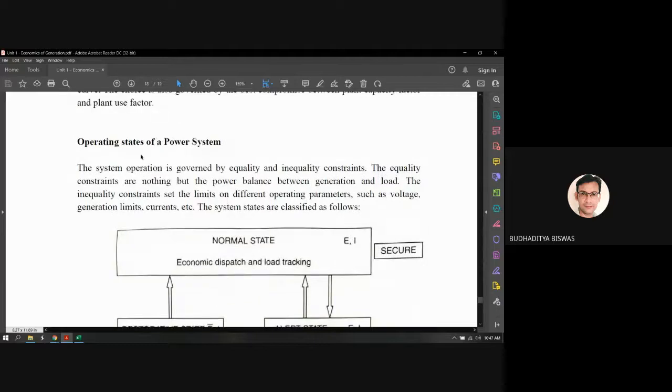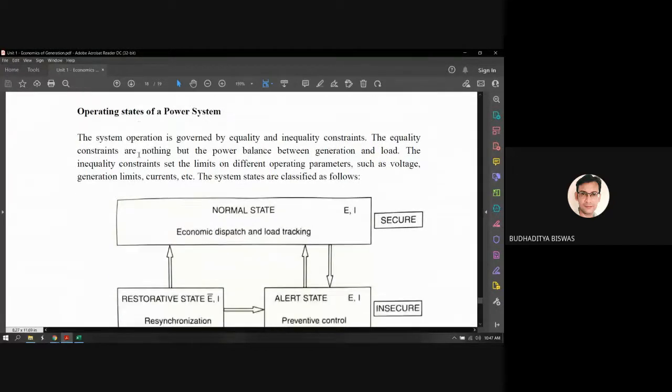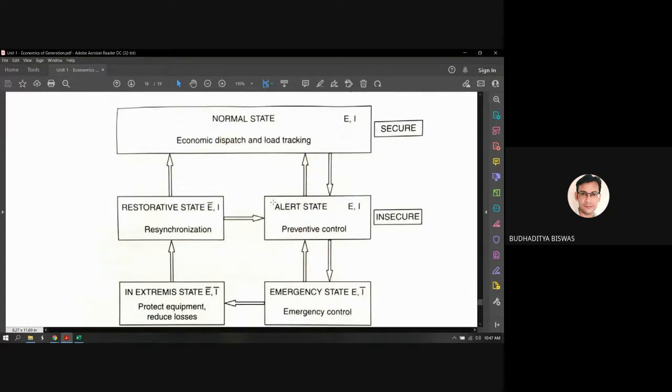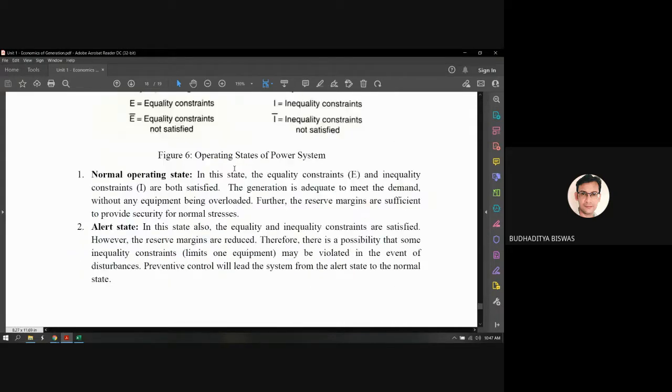Come to the last part, the operating states of the power plant. Here you see there are a total of 5 states. What are these states? First is the normal state. Now here you see E and I. What is the meaning of E and I? E is called the equality constraint and I is called the inequality constraint.